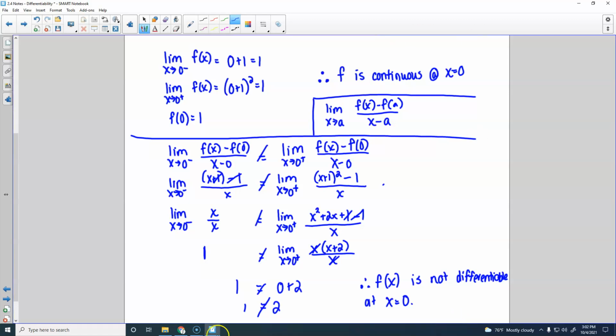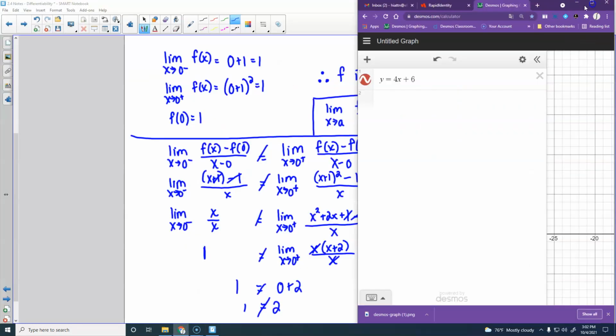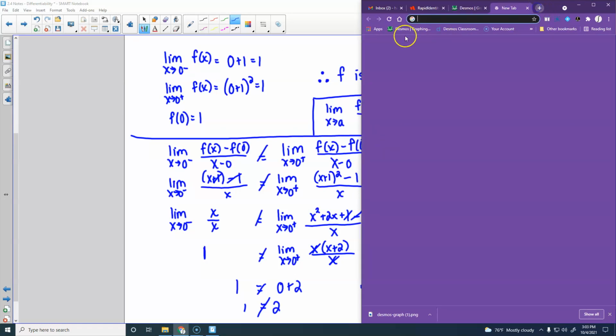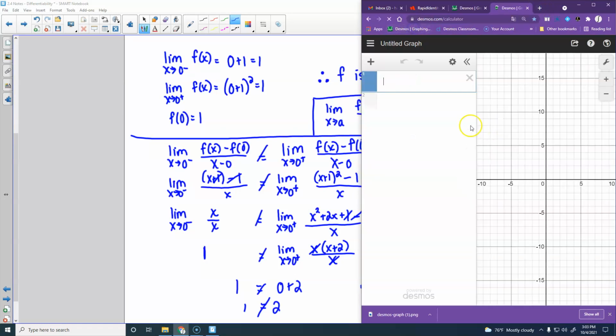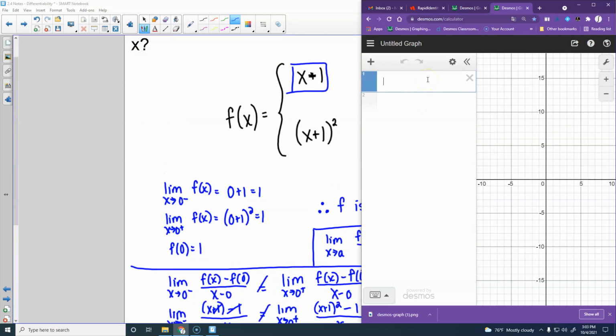If we look at this, let's look at this on Desmos. So we're finding the slope at one point based on other points that are not given to us. Correct.